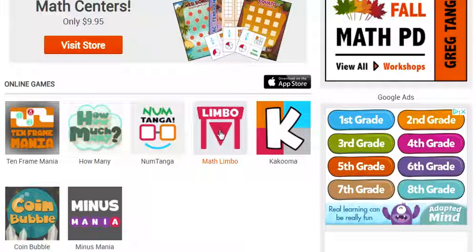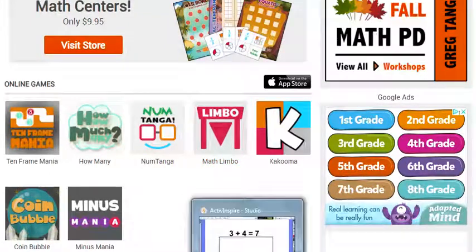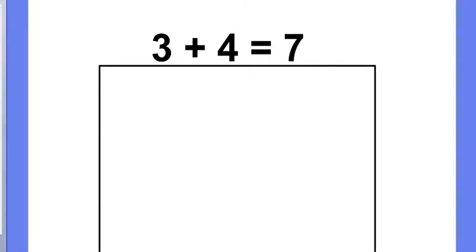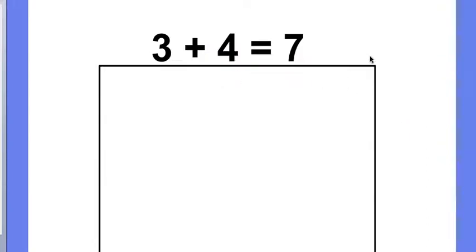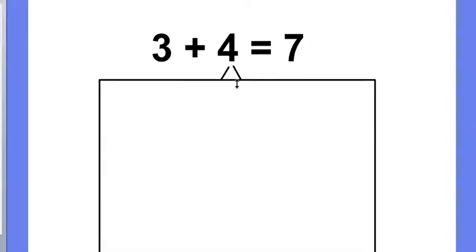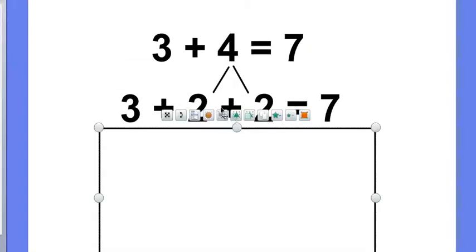If you're not sure what I mean by that, I want to explain that first before we get into this game. So if we look here, we can see that we have the problem 3 plus 4 equals 7, which is a problem that we would all be able to do. Now we can also take that 4 and break it down using what we call a number bond to show 2 plus 2. So essentially 3 plus 4 is the same as 3 plus 2 plus 2 equals 7.